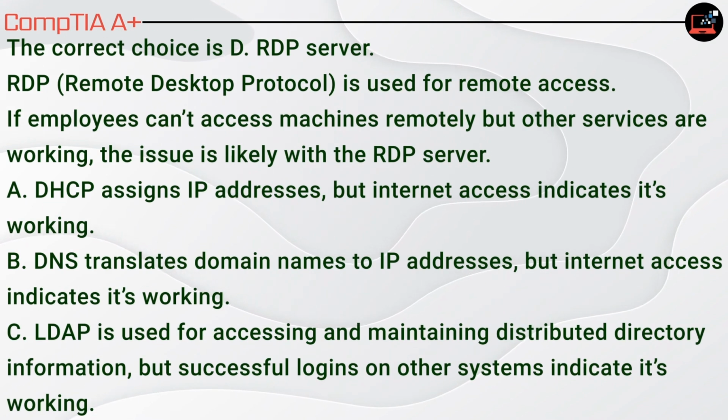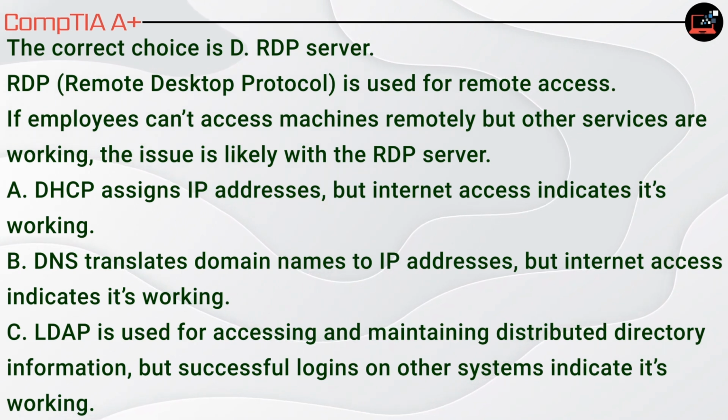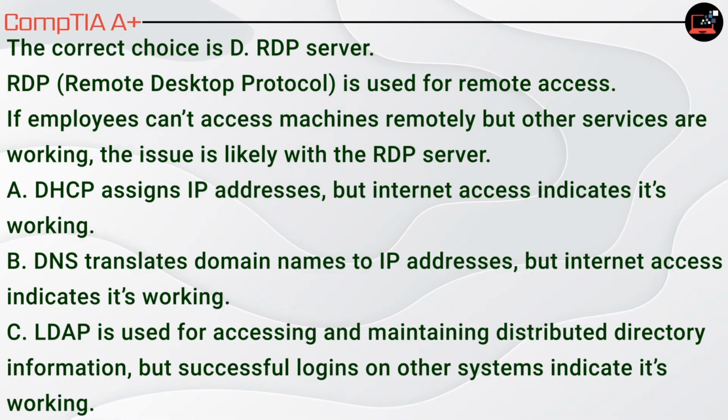The correct choice is D, RDP server. RDP, Remote Desktop Protocol, is used for remote access. If employees can't access machines remotely but other services are working, the issue is likely with the RDP server.